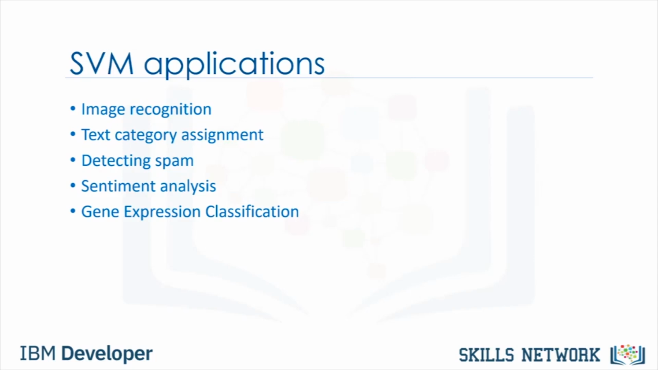SVM can also be used for other types of machine learning problems, such as regression, outlier detection, and clustering. I'll leave it to you to explore more about these particular problems.